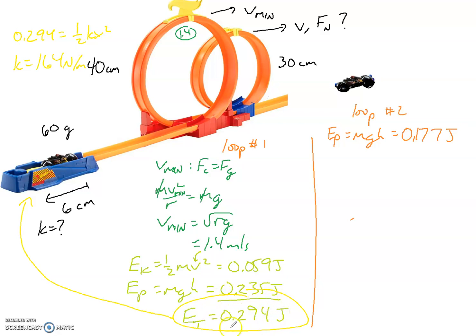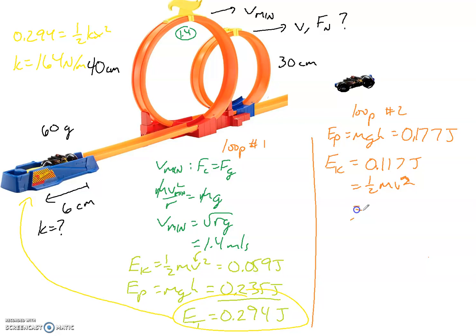Now I know my total energy has to add up to the 0.294. I've got 0.177, so I can subtract the two to find out how much kinetic energy there is. The difference between the two is 0.117 joules, and that would be my kinetic energy. The kinetic energy is higher than it was in the other loop, which makes sense because it should be going faster. So make that equal to 1/2 mv squared.